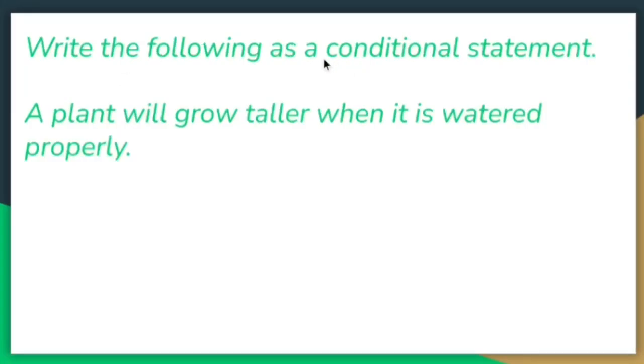Write the following as a conditional statement. All right, a conditional statement is in this form, P then Q, which means if some type of hypothesis happens, then the conclusion. Okay, so if one thing, then the other. A plant will grow taller when it is watered properly.